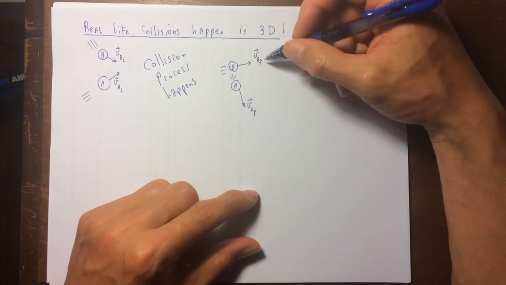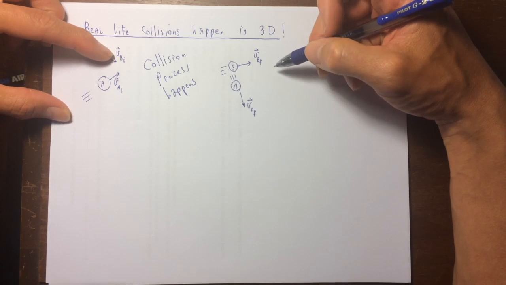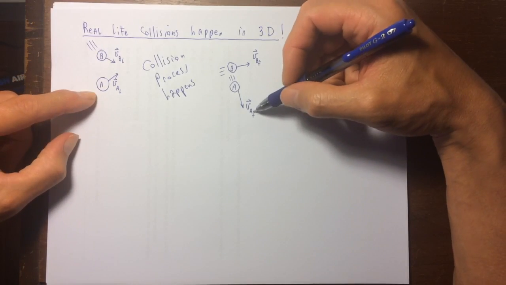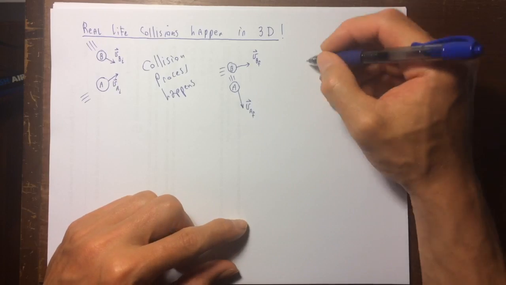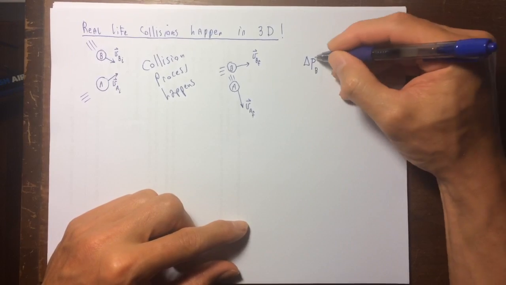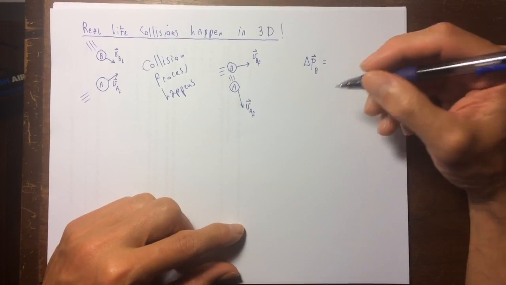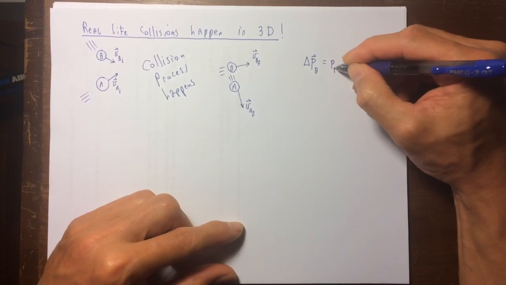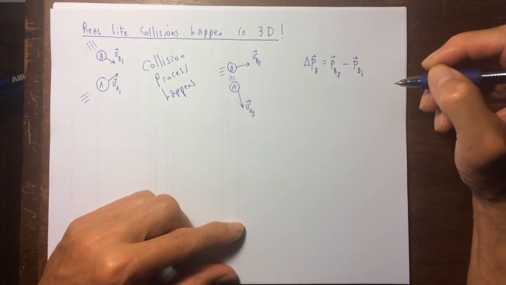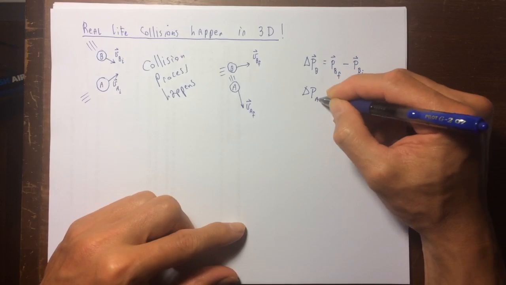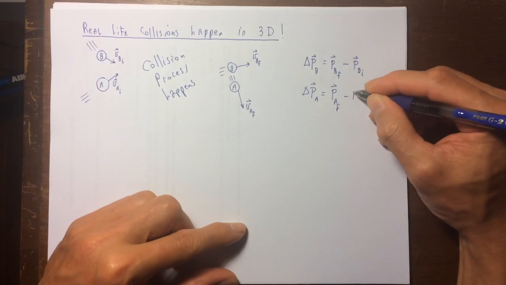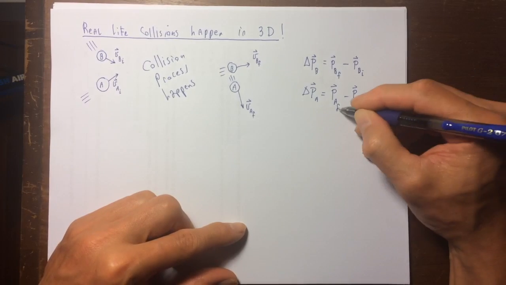They have new velocities. The velocity incoming for B and the velocity outgoing for B are different. The velocity incoming and outgoing for A are also different. So in terms of the drawing here, there is a change in the momentum of object B, equal to the final momentum of B minus the initial momentum of B. And there is also a change in the momentum of object A, the momentum of A final minus the momentum of A initial.